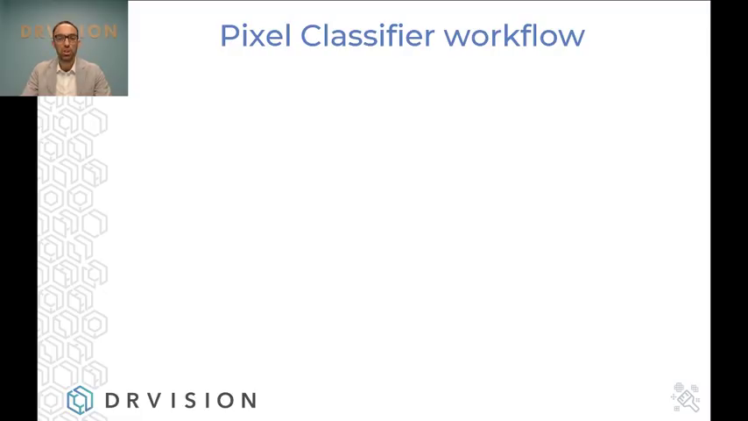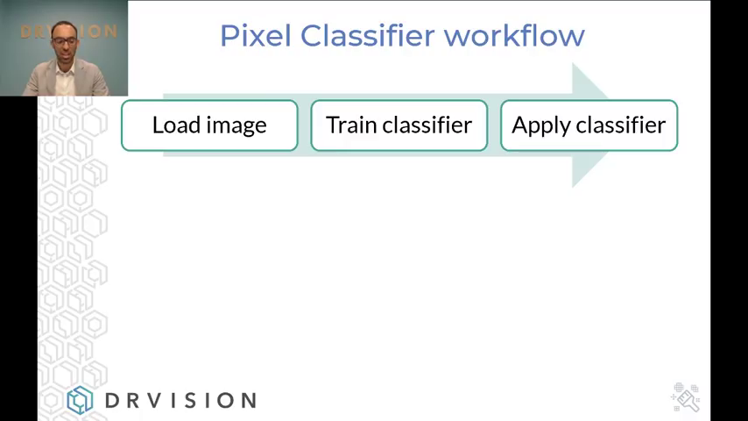So what's the workflow? Mike already hinted at what the workflow is, but here it is in a more simplified way. You load your image, you train the classifier, and then you apply the classifier. When you apply it, you get as many new channels as the number of classes you've trained and decided you wanted an output for. So if you have a single channel image and you train 3 classes and you decide you want three output channels, you'll get 3 new channels, 1 for each class.